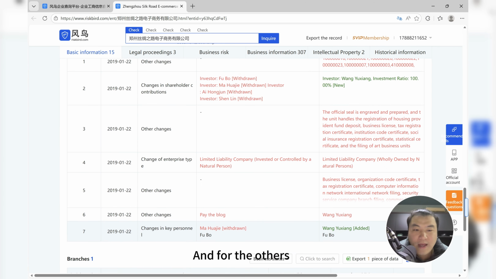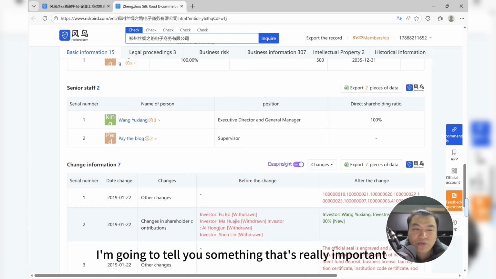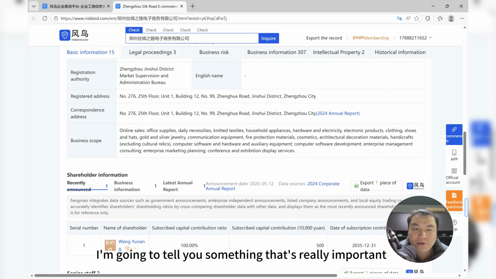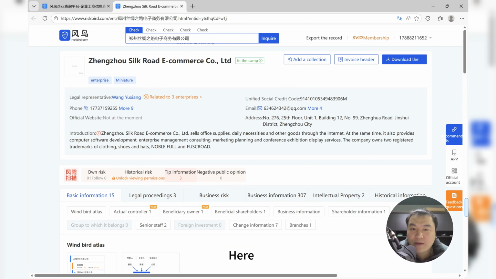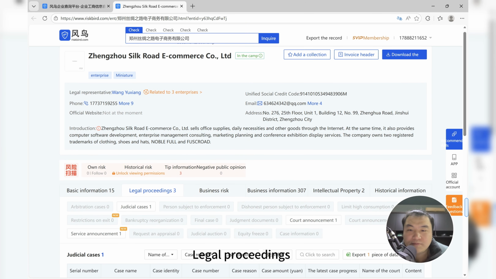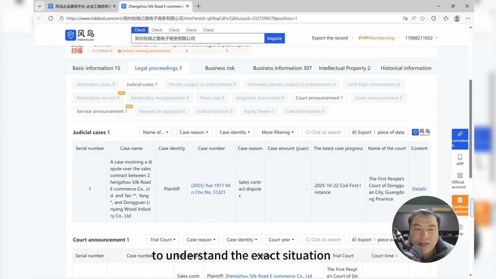And for the rest, it is not so important. Next, I'm going to tell you something that's really important. Let's scroll up. Here, legal proceedings. This is the most important part to understand the exact situation.